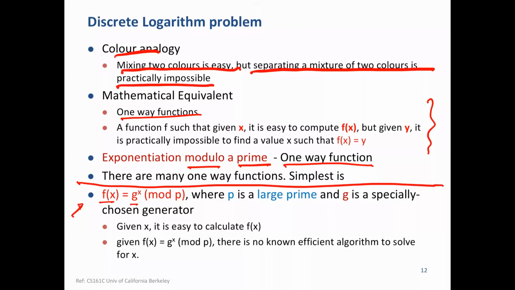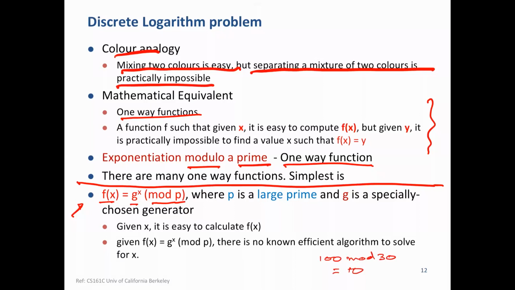Now the f(x) function, which is a one-way function, we define as g raised to the power x mod p. And you know how mods are calculated, right? Just for example, if we have 100 mod 30, what will be the answer? 10 is the remainder, right?